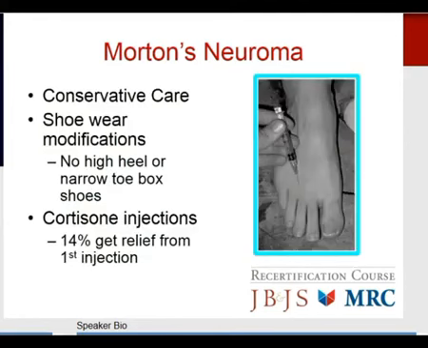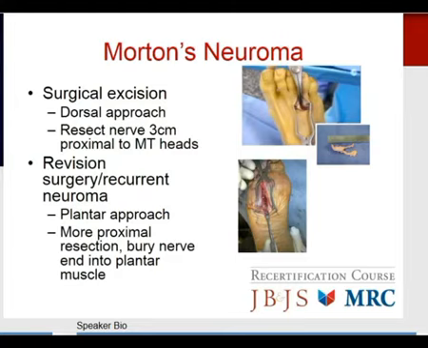If we treat them conservatively, we obviously have to modify our shoe wear. We need a wider toe box shoe that puts less stress on that nerve. We avoid high heels, which drives that nerve into the ground, and we can try cortisone injections, though we recognize that only about 14% of patients get relief after that first injection, so multiple injections tends to create more structural pathology rather than helping this patient in the end due to ligament laxity from that repetitive use of cortisone. If we're getting into trouble then and it's not getting better, we instead consider surgical excision.